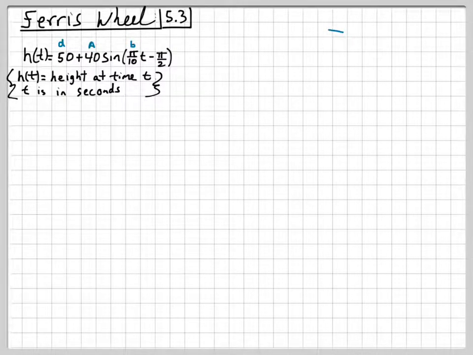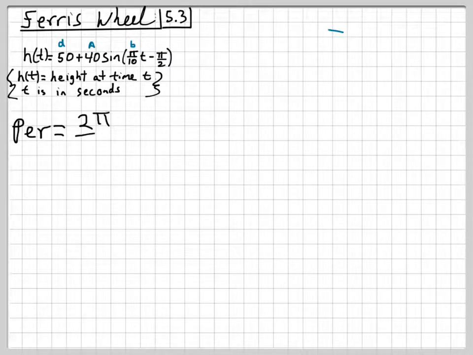d being 50, a, the amplitude, given by the 40, and b, given by pi over 10, which is the number in front of the t, the variable. Now, I should also note that the height, or h of t, is equal to the height at time t, and that time is in seconds. And I should also note that the height would be in feet.